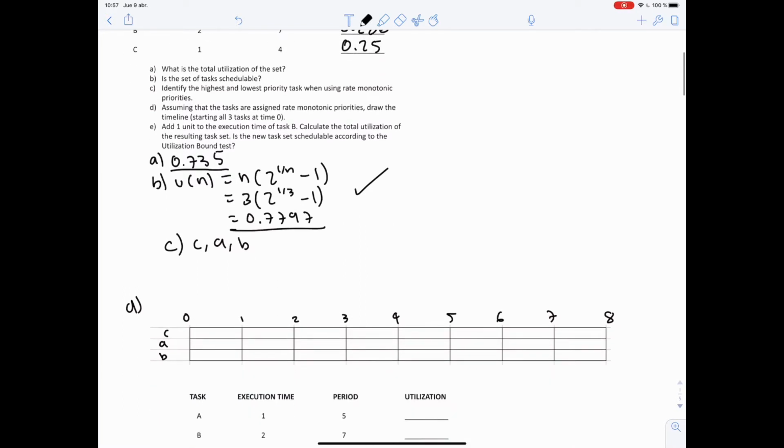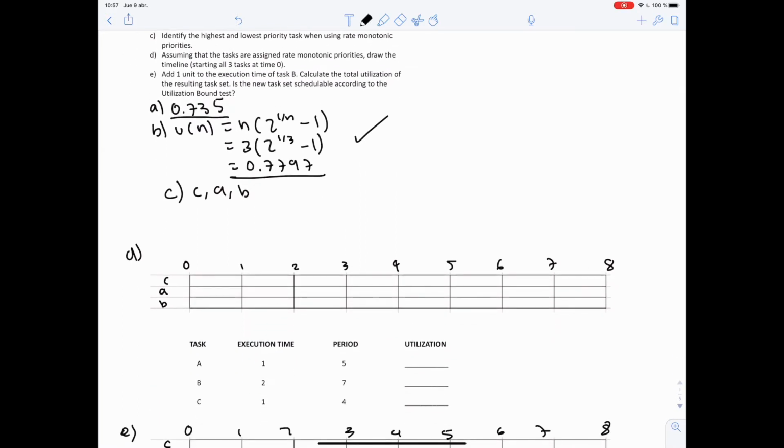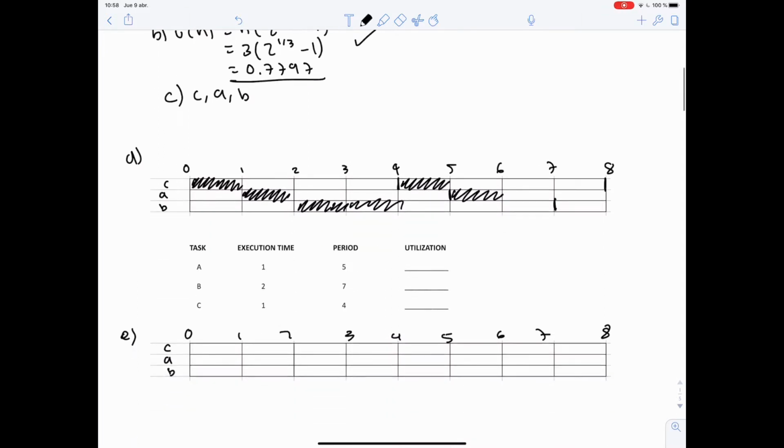It then asks us to draw the timeline, starting all 3 tasks at time 0. So I organized them based on priority. So I have C right there. I'm just going to draw down the period. So we have C with a period of 4, A with a period of 5, and B with a period of 7. C and A both have an execution time of 1. So first we'll do C, then A, and then B, which has an execution time of 2. So it is clear that they are able to be scheduled.